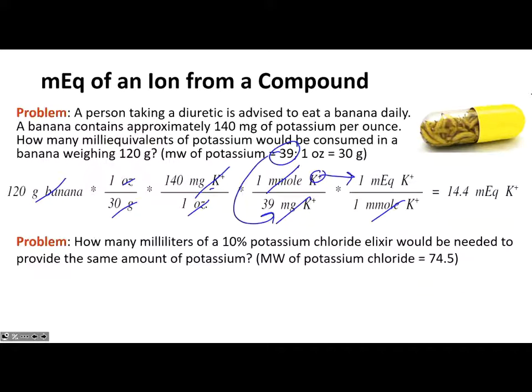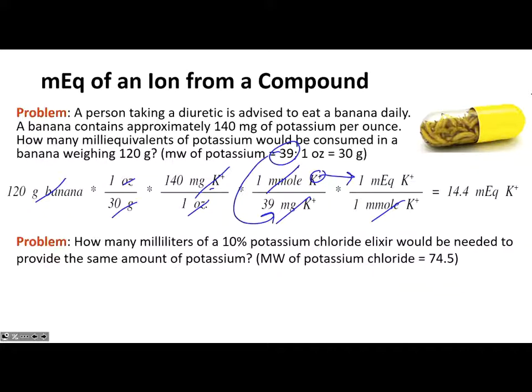What are most of the strengths of the tablets that you guys dispense? 8 milliequivalents, 10 milliequivalents, 20 milliequivalents. So a banana is maybe a better way than taking a tablet. It's probably a lot cheaper too. So anyways, this patient though is getting tired of eating bananas. I don't know why. I love bananas. But anyways, this patient in the next question says, okay, no more bananas.